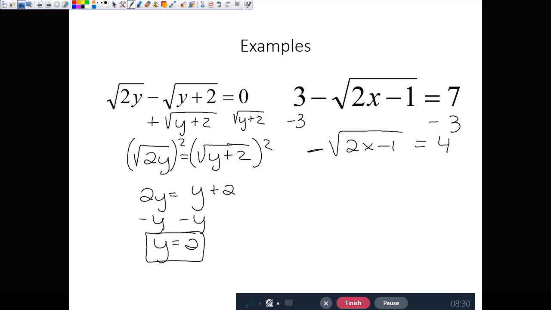Let's just say that we had a negative x equals 4. What would I have to do to get rid of the negative? Divide by negative 1. So I have to divide by negative 1 to get rid of that negative. And then here I'm going to get the square root of 2x minus 1 equals negative 4. Okay, can I have a radical equaling a negative number? No, so this is going to be no solution.